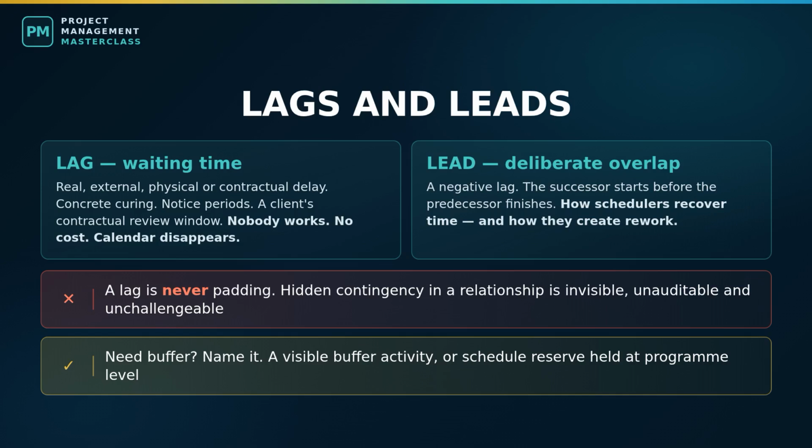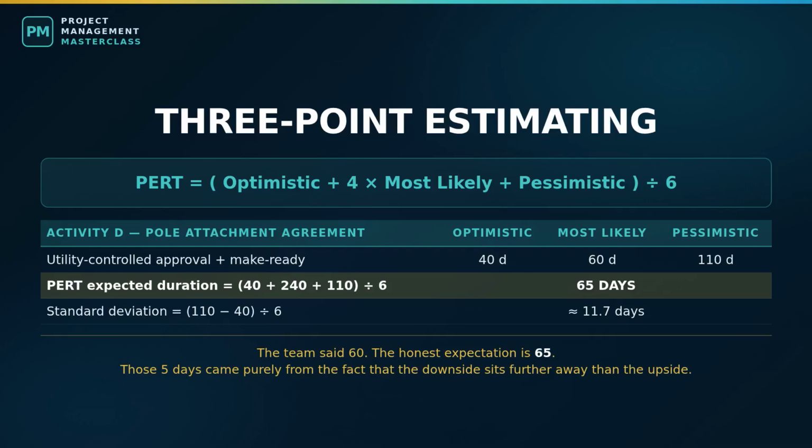So use leads consciously, know what you are betting, and never apply one to work that is still likely to change. Before we build the network, we need durations. And I want to challenge how you produce them, because the single number estimate causes an enormous amount of pain.